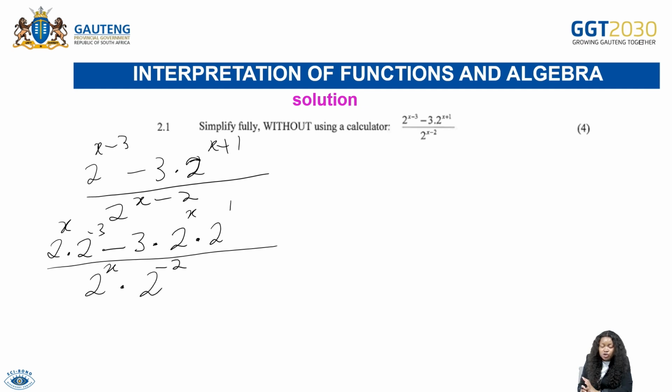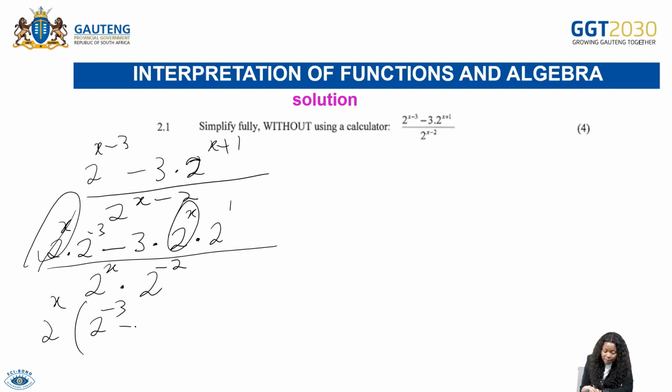So you just separate your exponents, and then from here you check if you've got anything which is common. Do you see anything which is common here? Yes, I have 2 to the exponent x, and I also have 2 to the exponent x. So you can take the 2 to the exponent x as your common factor, because now you need to factorize. So I've taken it out as a common factor, and I'll be left with 2 to the exponent minus 3, and then I have minus 3.